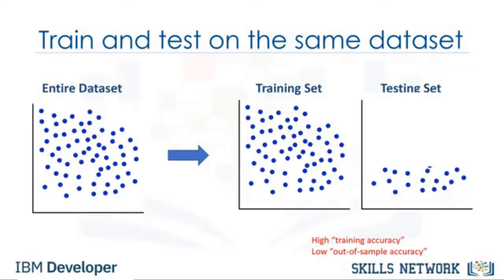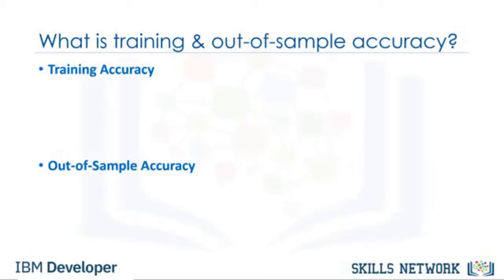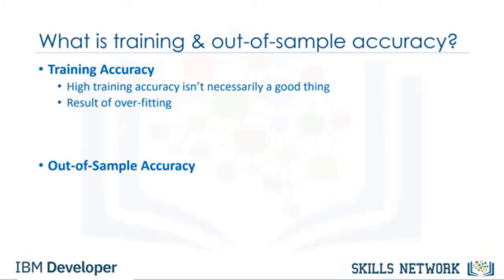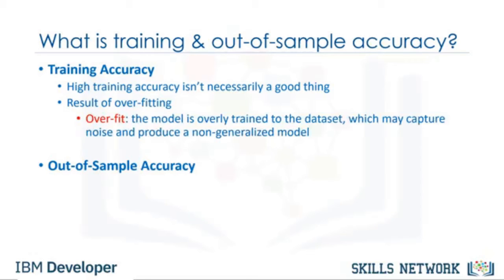What is training accuracy and out of sample accuracy? We said that training and testing on the same dataset produces a high training accuracy. But what exactly is training accuracy? Training accuracy is the percentage of correct predictions that the model makes when using the test dataset. However, a high training accuracy isn't necessarily a good thing. For instance, having a high training accuracy may result in an overfit of the data. This means that the model is overly trained to the dataset, which may capture noise and produce a non-generalized model.